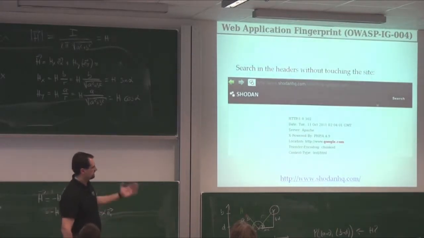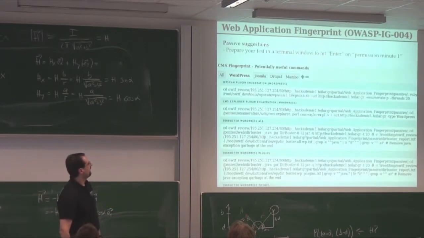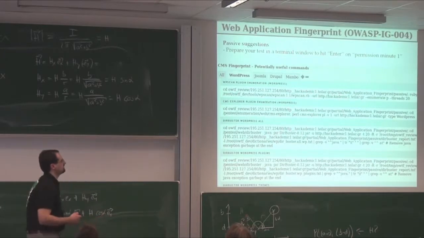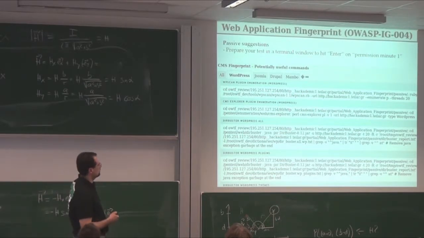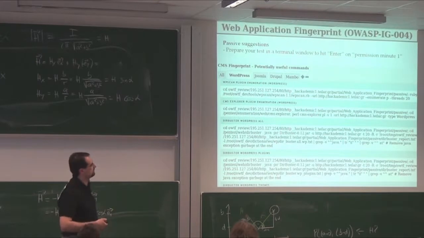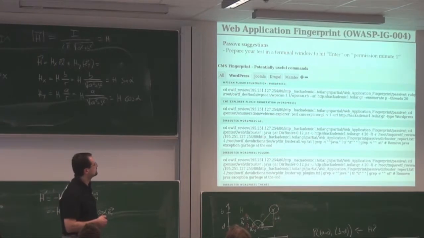Showdown, of course, this tool has been covered to death, but you can search headers and things like this with Showdown as well. An interesting thing that passive plugins can do is that instead of running tools, they might give you suggestions. So the fingerprinting passive plugin will build this CMS fingerprint table for you with potentially interesting options. If you identify that the target is running WordPress, then you might be interested in running plugin enumeration with WPScan like this, or a CMS Explorer plugin enumeration, or doing it with DirBuster, or with DirBuster only the plugins, so you have a few options like that.